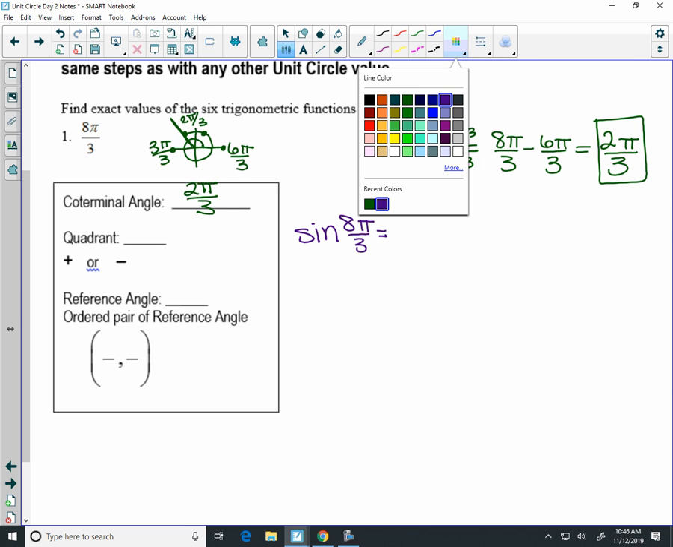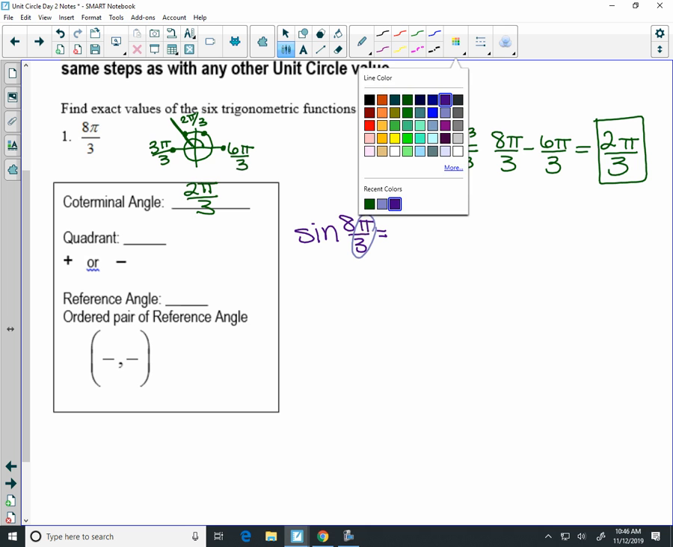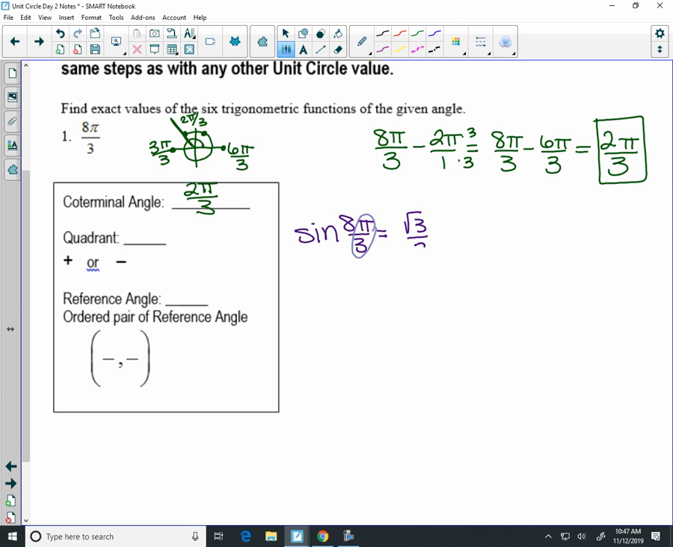Remember the way I like to work with this, and hopefully you do too, I like to think of sine at pi over 3. Sine at pi over 3 is radical 3 over 2. And then 2 pi over 3 is in which quadrant? The second quadrant. And in the second quadrant, sine is positive. And in the second quadrant, cosine and tangent are going to be negative. The reference angle we were working with there is pi over 3.